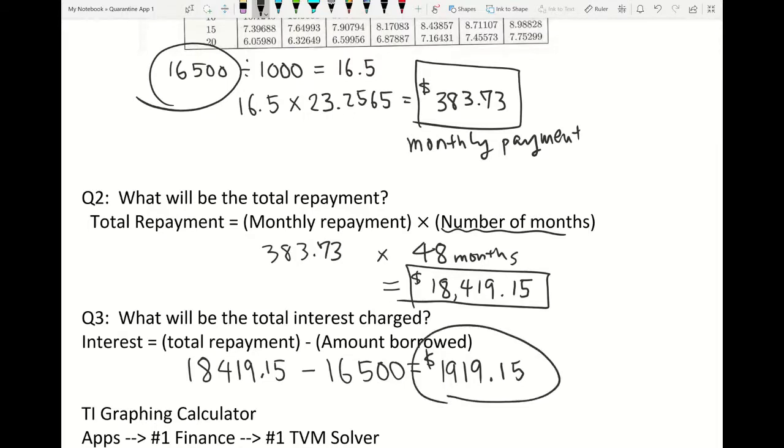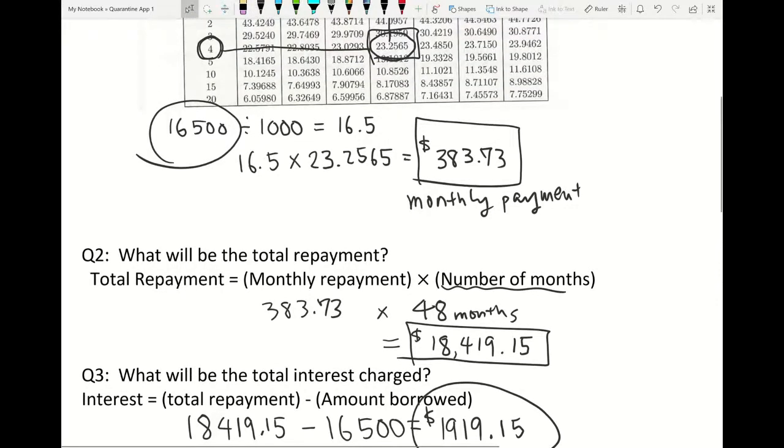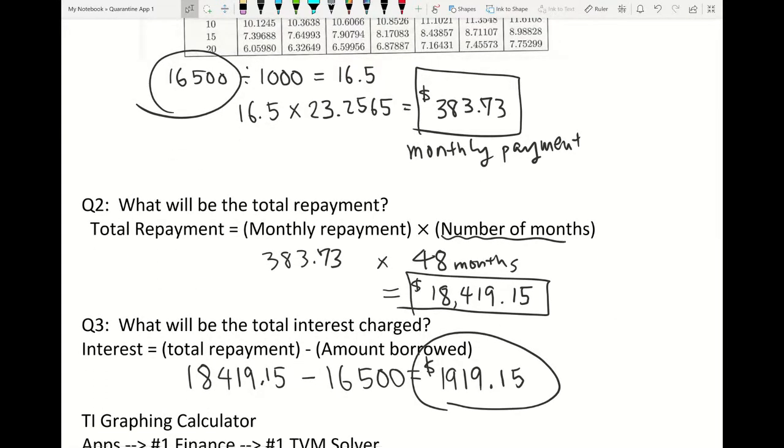So what is that money? $1,900. It's almost about $2,000. That's the money that you're paying as interest to the bank. So basically you are paying $2,000 extra in order to borrow $16,500 from, let's say, the bank. Okay, I hope that made sense to you.